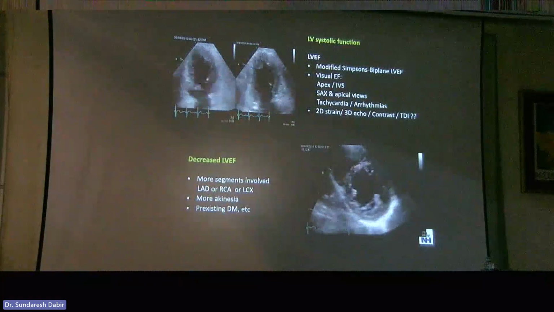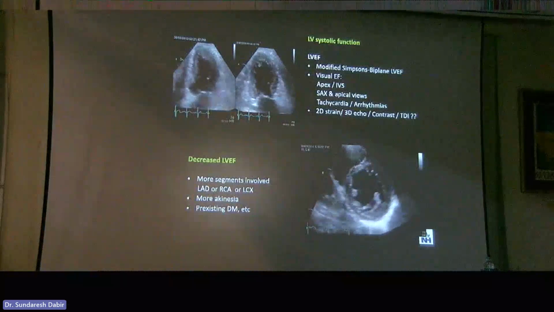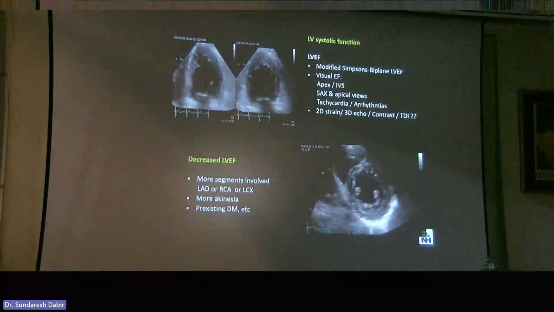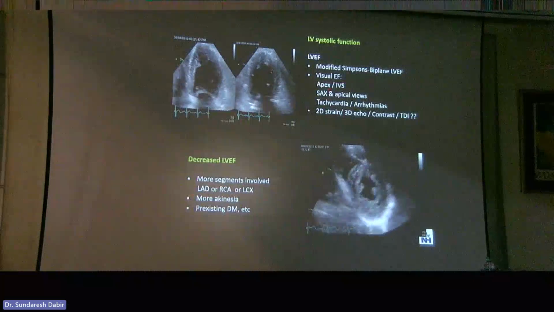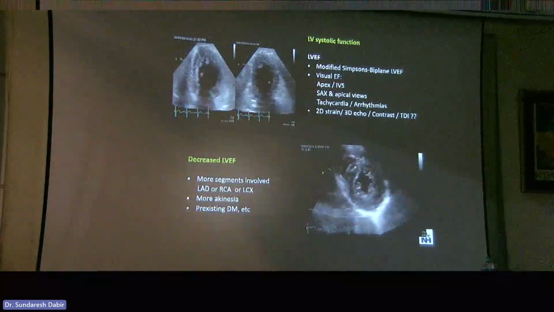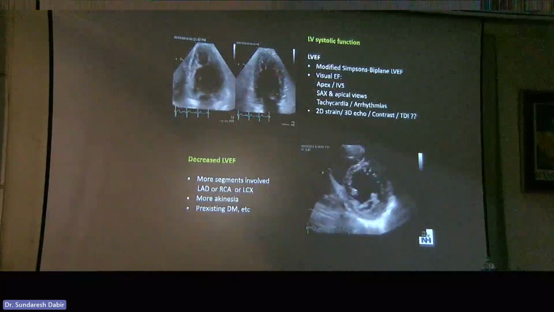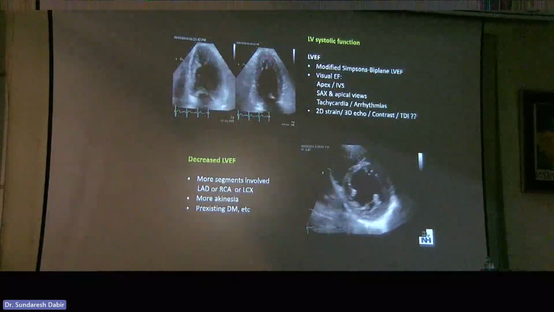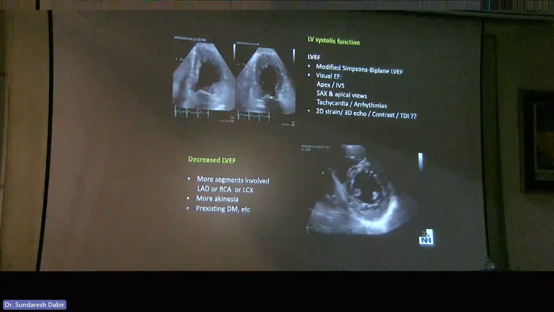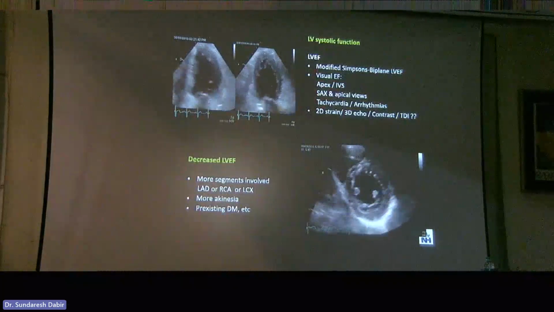And we always have these shortcuts, however much we tell you. So you always go for the visual EF. But if you do go for the visual EF, be very careful. Whenever there's an apical infarction, the EF comes down. So the apex plays a big role in LV systolic function. That means if the apex is abnormal, akinetic, the EF is drastically going to come down.